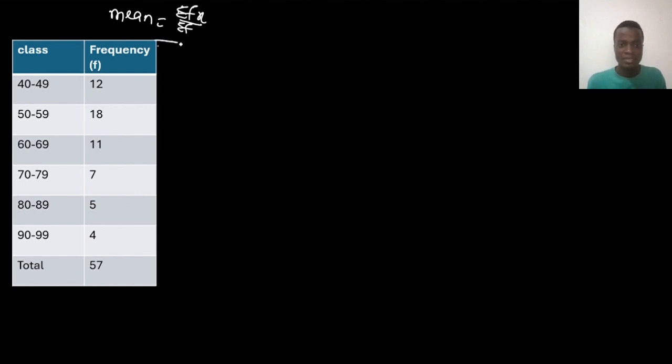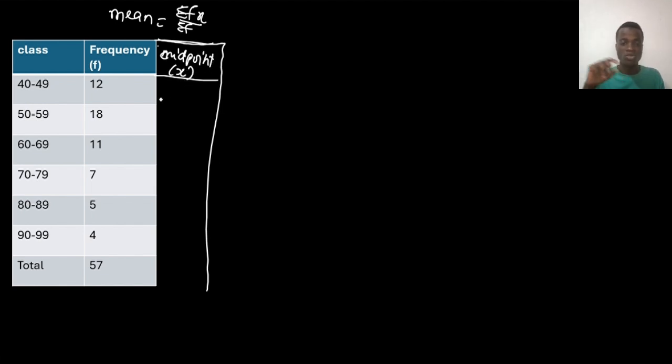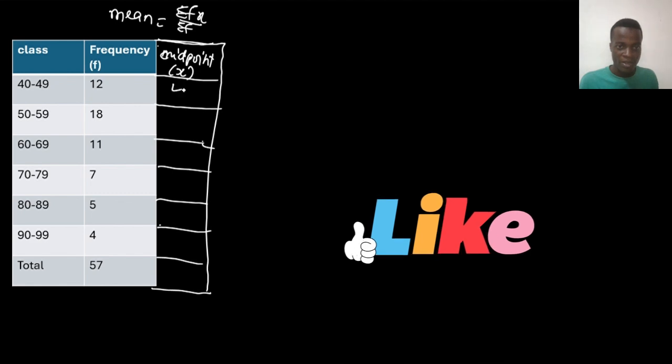So we need another column here, and for each class we are going to find the class midpoint. You can write that in full. This will be our single item x now, because it's not going to be a range. Because we need something like that for fx. We don't need a range of items, and we don't know which of them to use. So the easiest thing is to find the midpoint. The middle point of 40 plus 49 divided by 2, we are going to get 44.5.